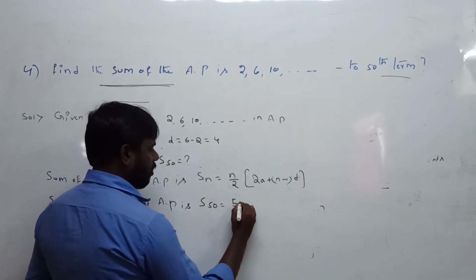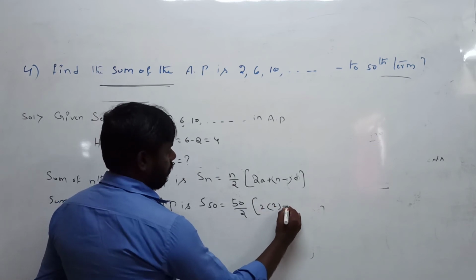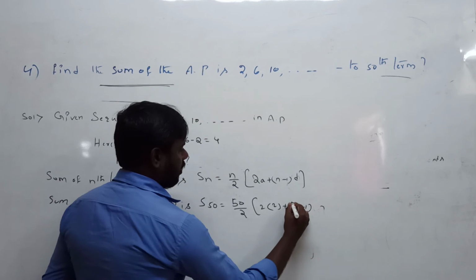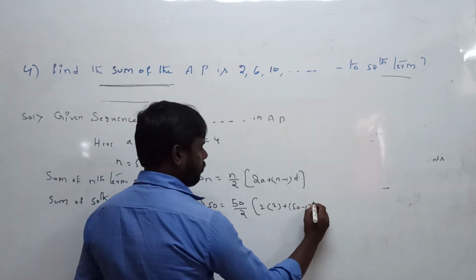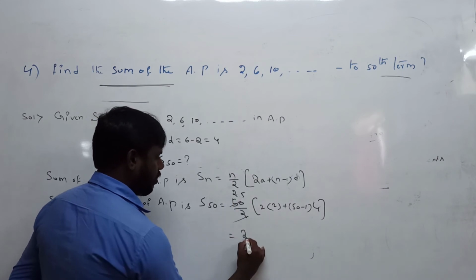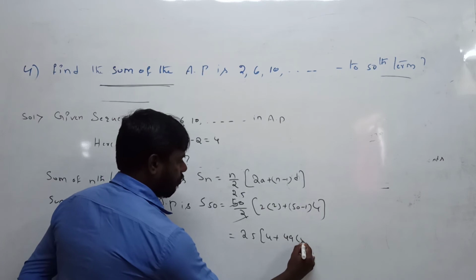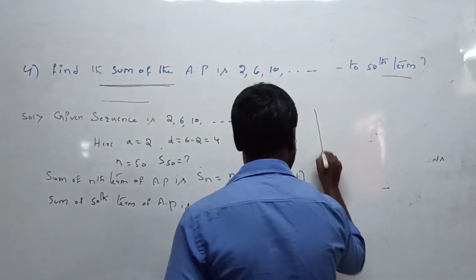To calculate the sum of the 15th term, n is replaced by 15: 15 by 2 into 2 times the a value, 2, plus the n value, 15 minus 1, into the d value, 4. Now simplify: 15 by 2 into 2 times 2 is 4, plus 14 into 4. Simplify the value.